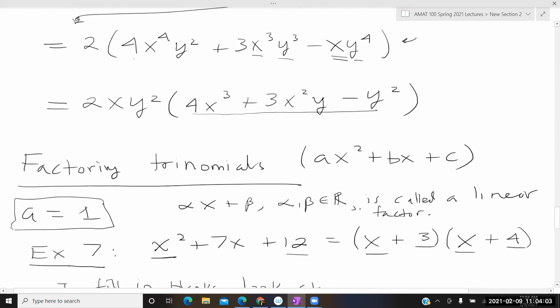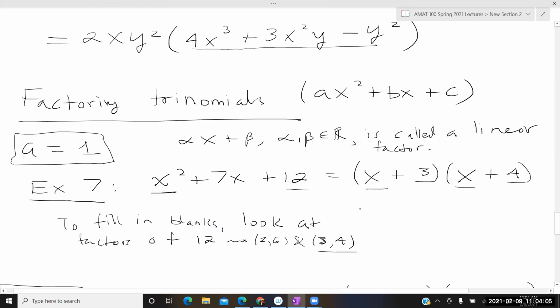So now we want to factor. These are all special cases of factoring. Factoring a trinomial of this form splits up into two cases. You have this case where your leading coefficient is 1. And just as an aside, things of the form alpha times x plus beta, where alpha and beta are real numbers, are called linear factors. So I want to factor these trinomials into linear factors.